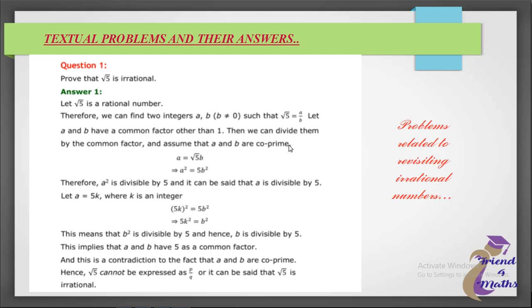From these two results we get that 5 is a factor of a and b, so they are not co-prime. That means a and b have a common factor 5 other than 1. But here we had a result that a and b are co-prime. Why did we get that? Because of our wrong assumption that root 5 is a rational number. So we can conclude that root 5 is not a rational number, and it is an irrational number.